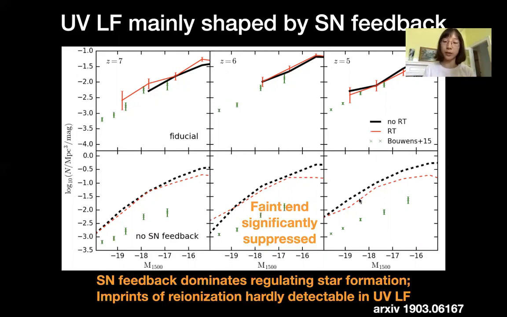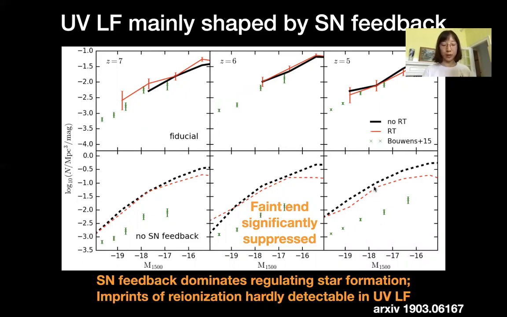This really confirms our speculation that the supernova feedback is the dominant mechanism regulating star formation. And because photoheating feedback is subdominant, its impact on the faint ends of the luminosity function is non-detectable compared to the effect of supernova feedback. And so you probably don't really want to use the luminosity function to detect the imprint of the reionization process.